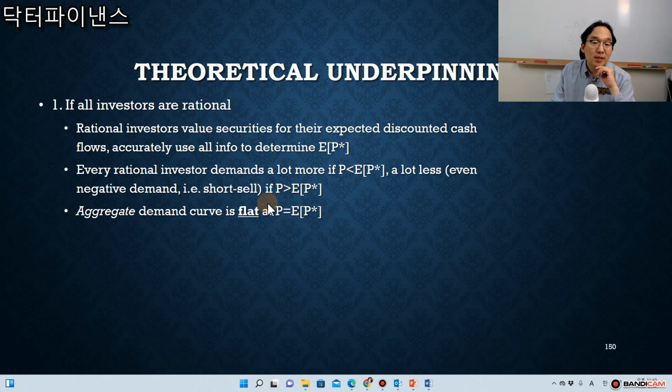If the price is slightly bigger than the true value, as I told you before, in that flat demand curve, you don't want to pay a single more dollar than the true value if you are fully aware of this true value as a rational investor. That's what I'm saying over here. That's the first scenario that can justify a flat demand curve.